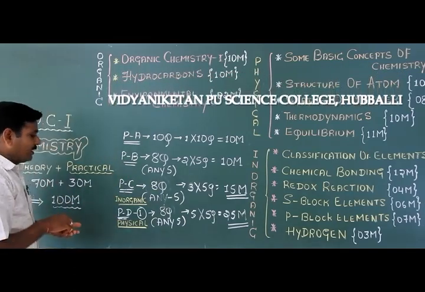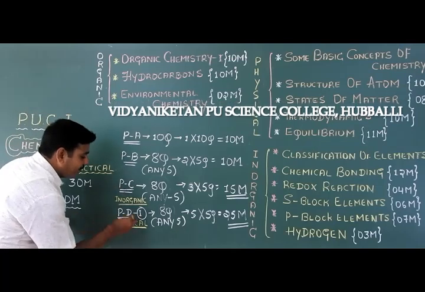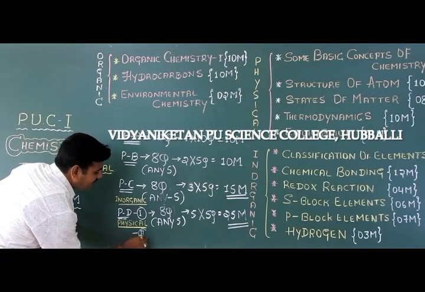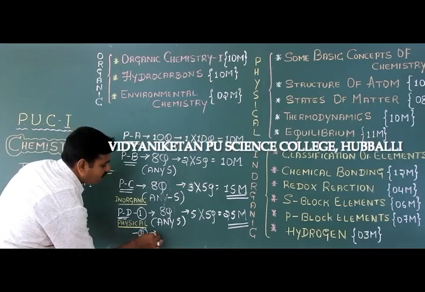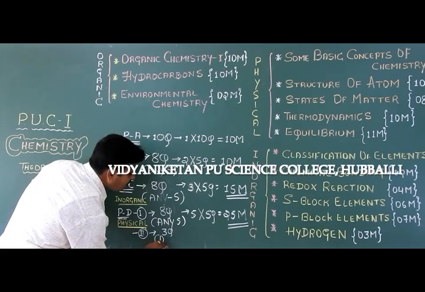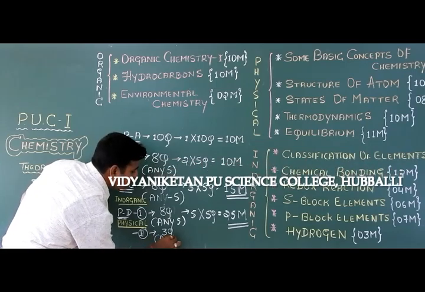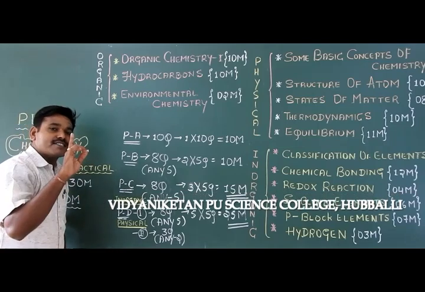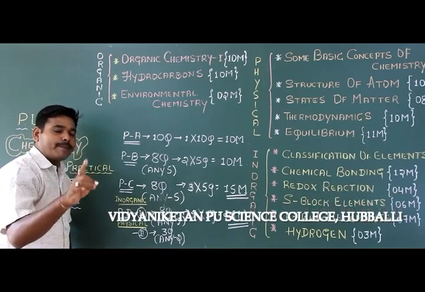And now one more part in part D: the second main. In the second main, the number of questions is only 3, and out of 3 questions you have to answer any 2 questions here. This is the last part in the question paper.